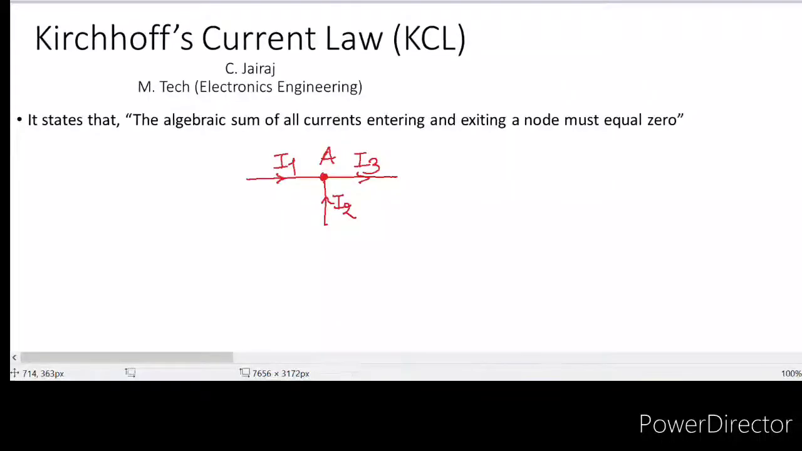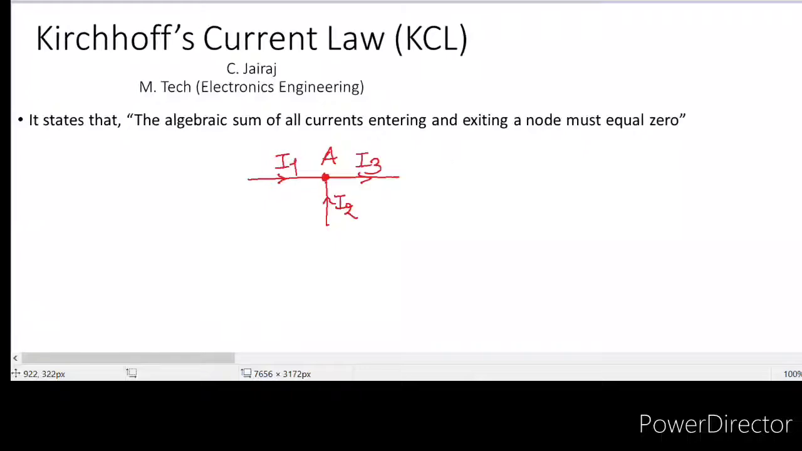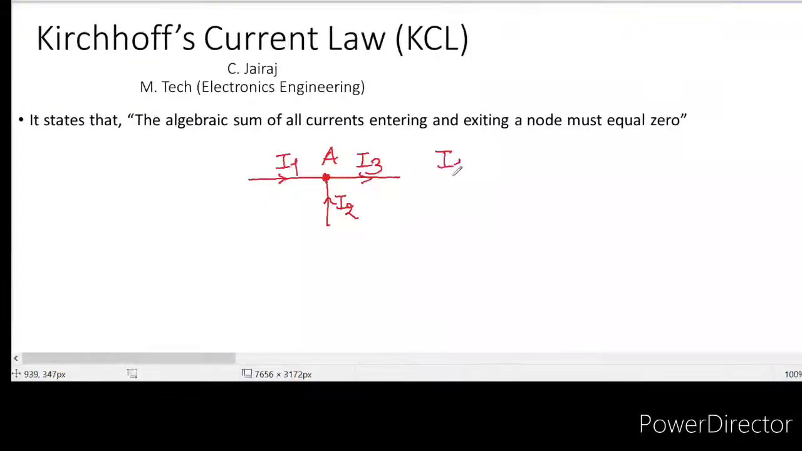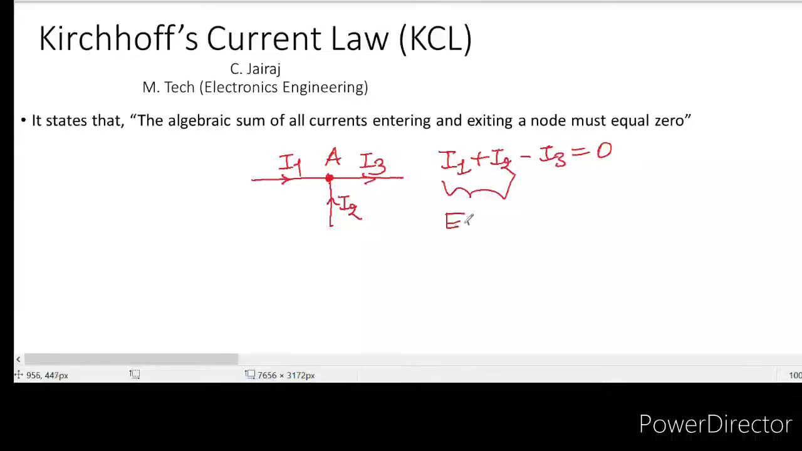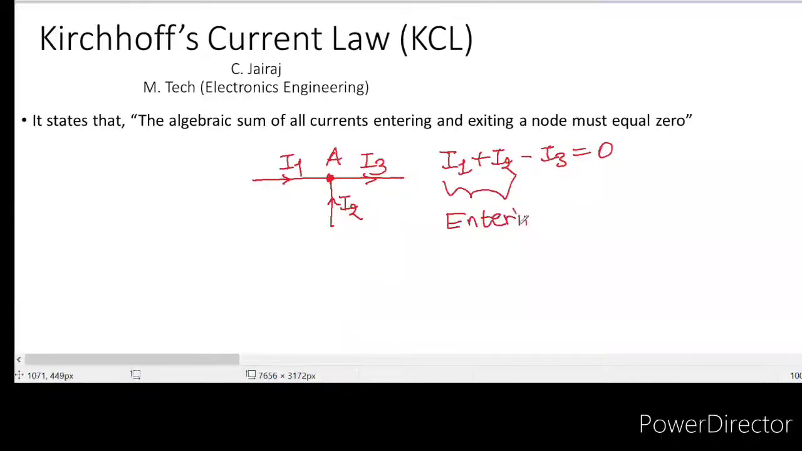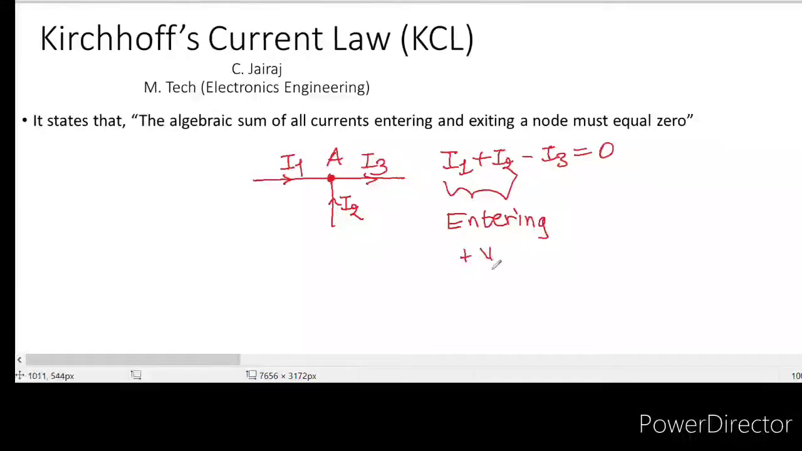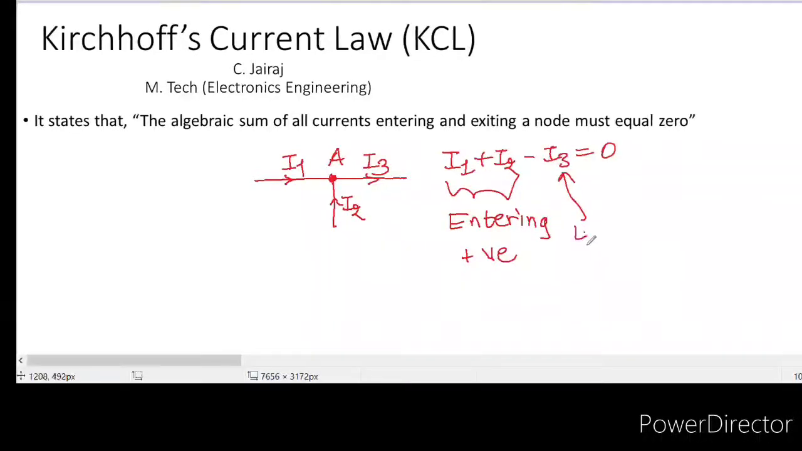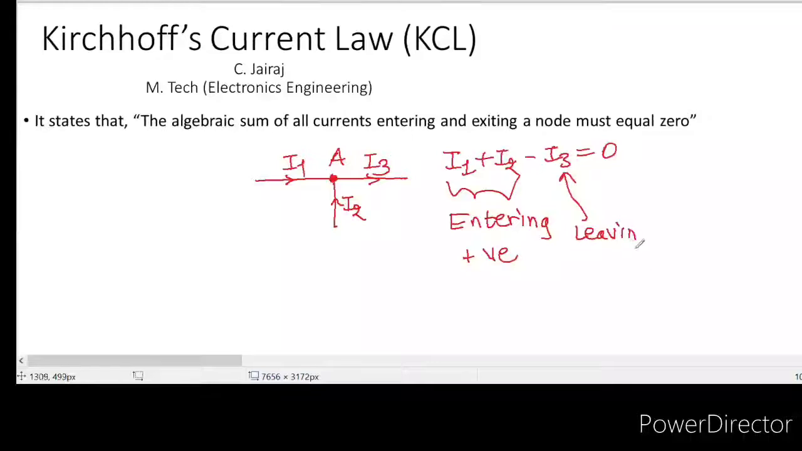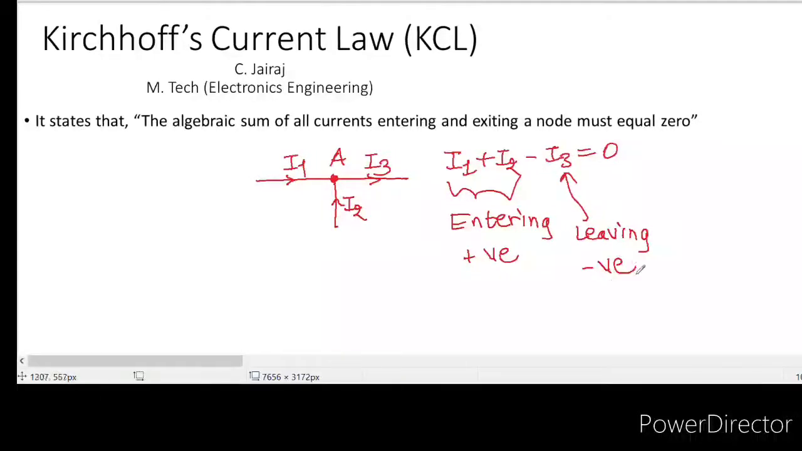Then according to Kirchhoff's current law, I1 plus I2 minus I3 is equal to 0. As current I1 and I2 are entering the node, they are treated as positive, and current I3 is leaving the node, it is treated as a negative.